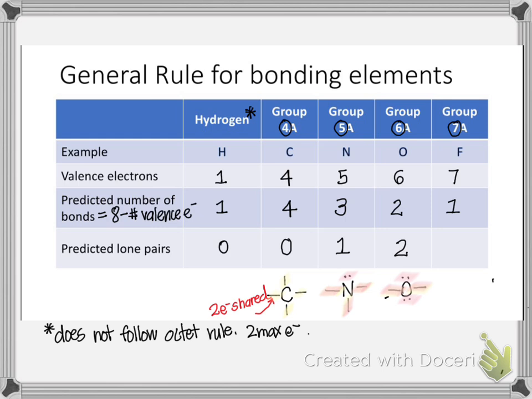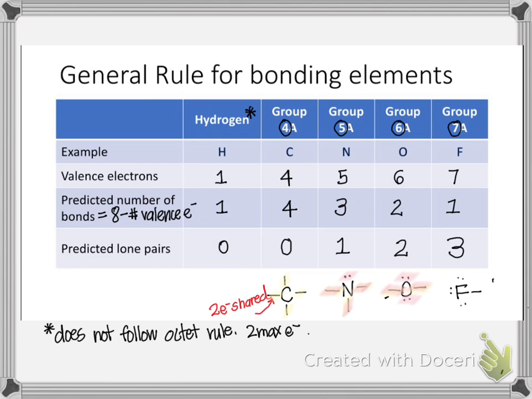And then fluorine, who only has 1 bond. And remember, the reason fluorine only has 1 bond is because it already has 7 valence electrons. It's the closest to the noble gas, so it has to do the least amount of sharing. So fluorine would have 1 bond and 3 lone pairs. So it would look like this.